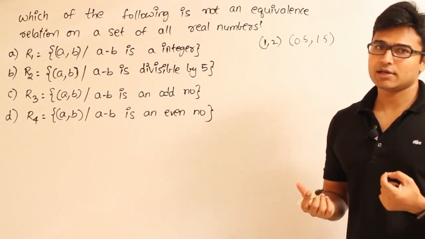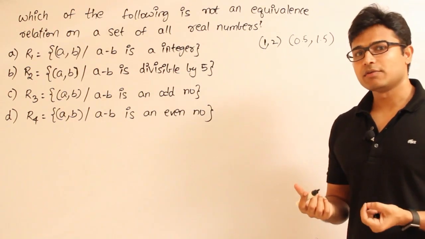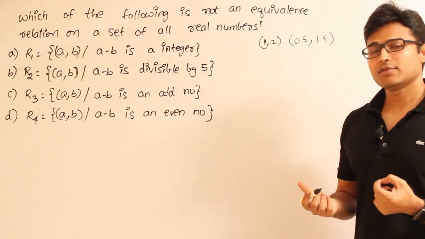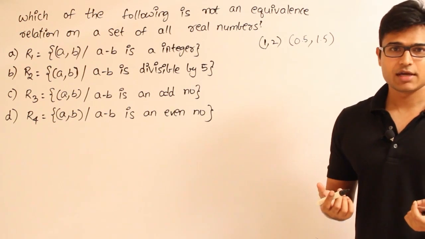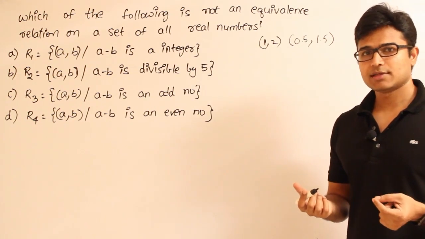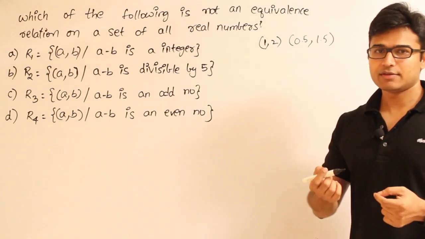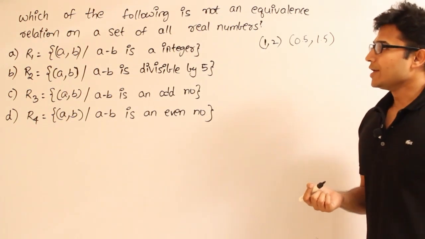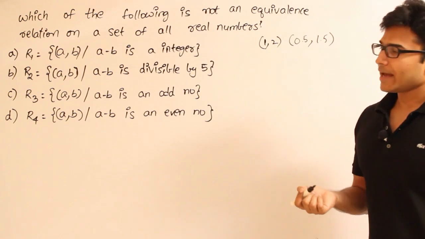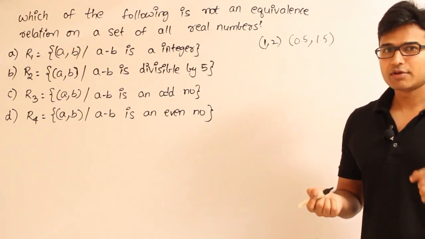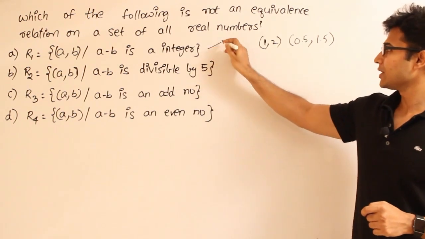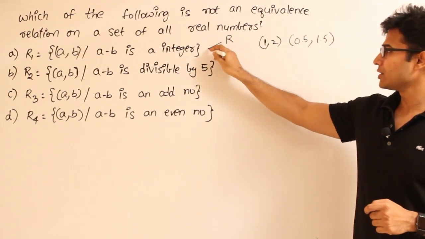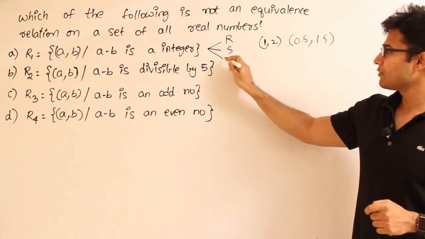Now what type of relation is that? Is it going to be an equivalence relation? If you have to test whether the relation is an equivalence relation or not, you have to test whether it is first reflexive, then symmetric, then transitive. All these three we have to test. Now let's see this. If the relation R1 has to be an equivalence relation, it has to satisfy the reflexive property, then symmetric, then transitive.